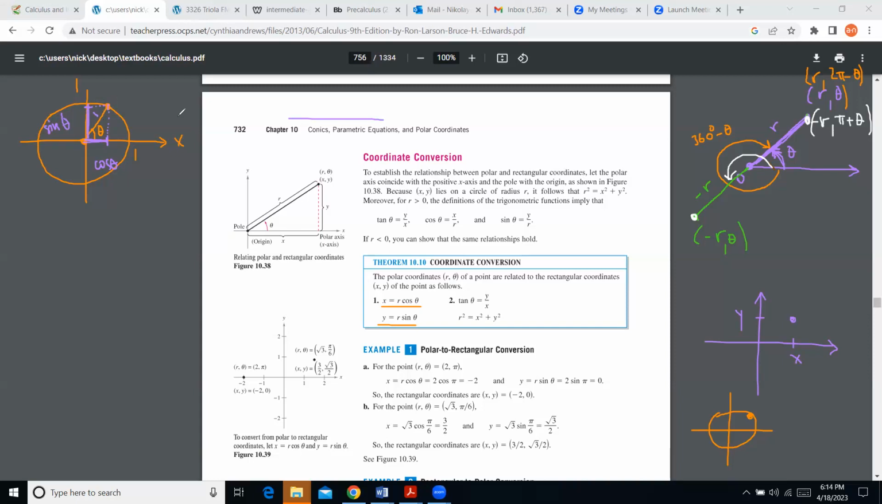Now, what if radius is not 1? Usually we deal with all kinds of radii. Well, then the triangle is going to be similar because its angles are going to be the same. And since triangles are similar, their sides keep the same proportion. So I multiply for that one r by sine of theta.